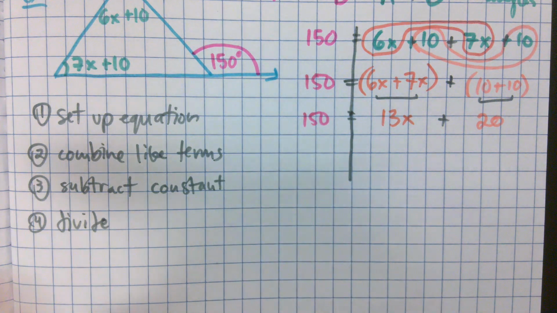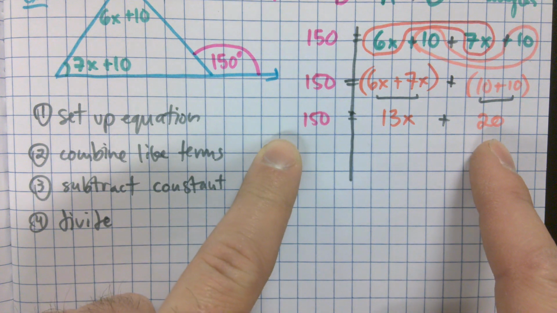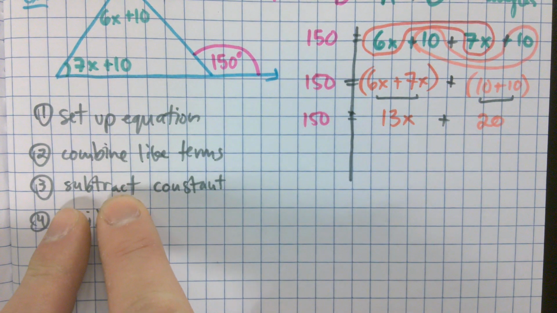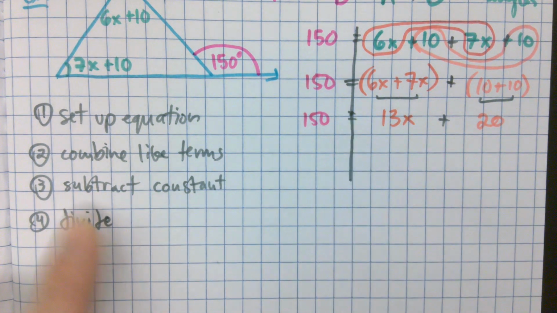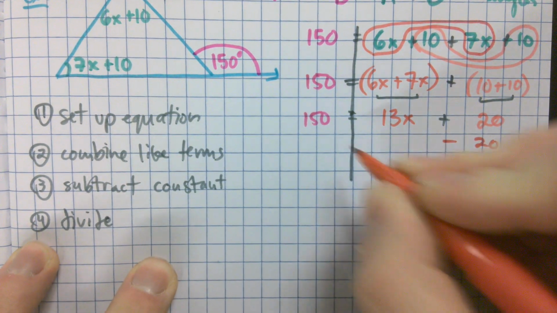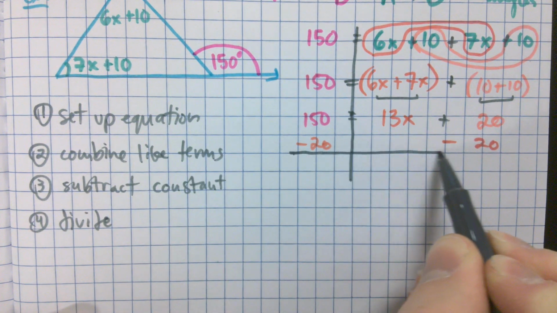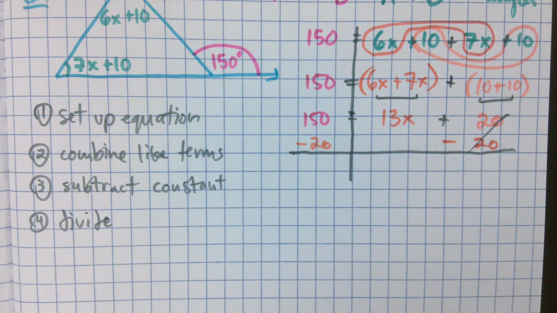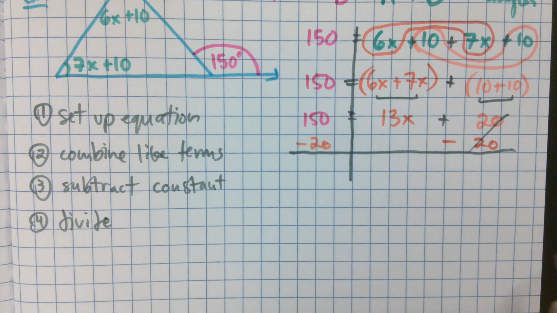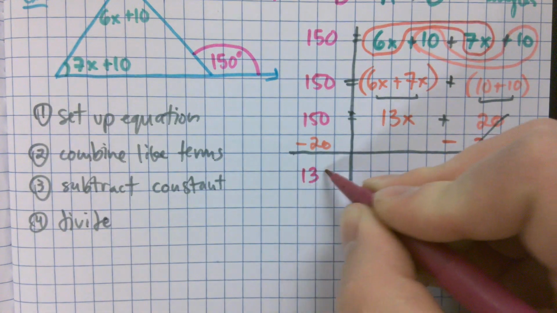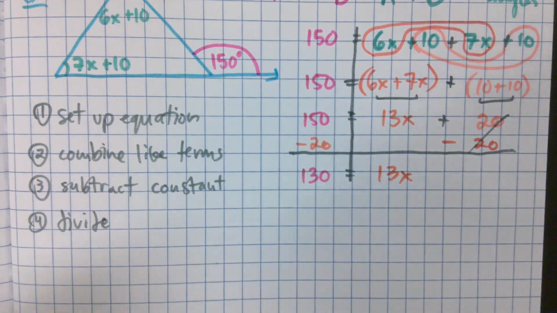But yeah, exactly. Because we're going across this line, right? I got one on the left, one on the right. I've got to subtract my constant over to the left. So I'm going to minus 20 on both sides. What happens to my 20s on the right? They cross out. Yeah, what's 150 minus 20? 130 equals 13x.